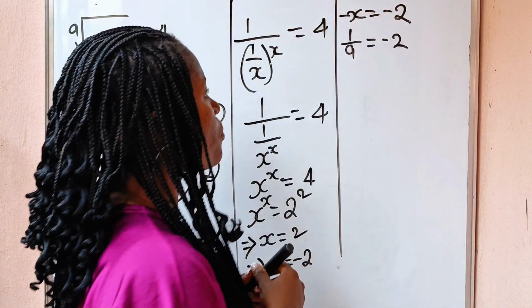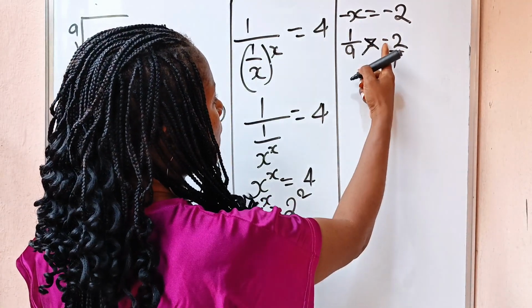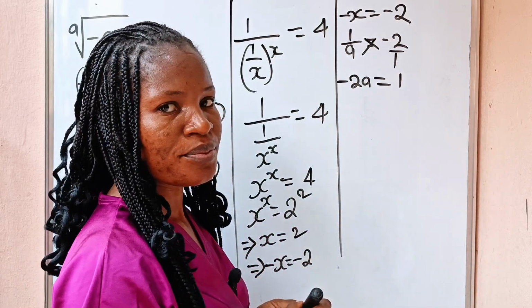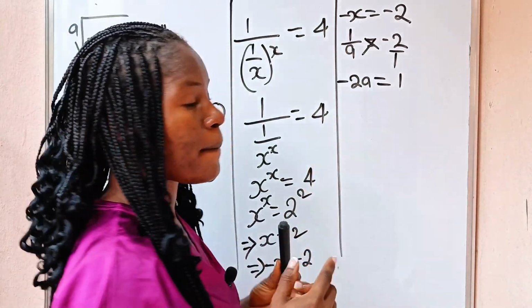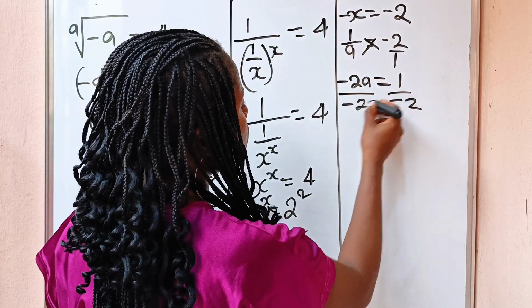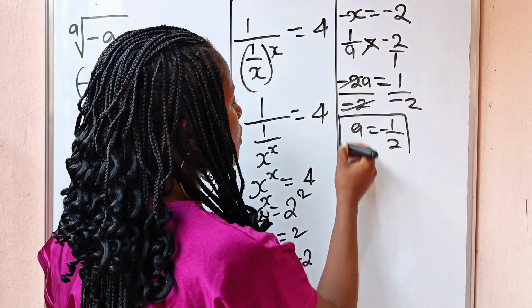Now, if we do that, recall that we are looking for the value of a. So let's cross multiply. Minus 2 times a will give us minus 2a is equal to 1 times 1 is 1. Now, let's divide both sides of this equation by minus 2 to get the value of a. So, divided by minus 2, divided by minus 2, and we have that a is equal to minus 1 over 2. And this is exactly what we got.